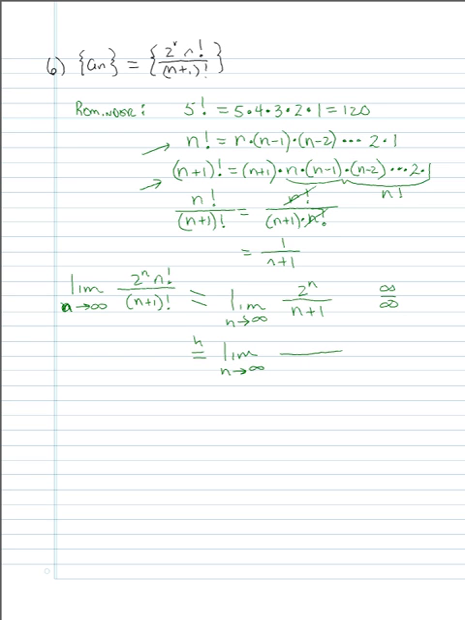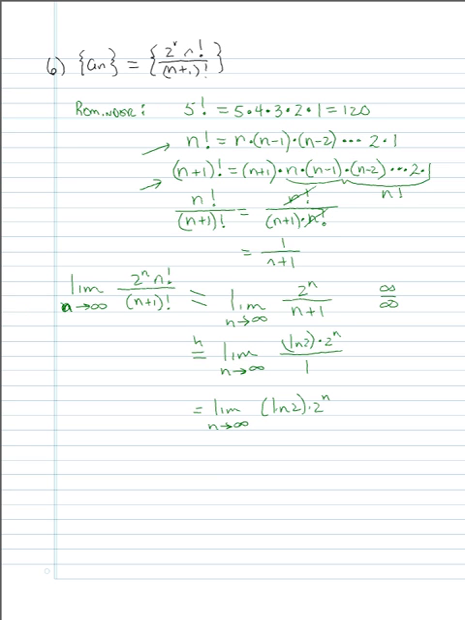Well, the derivative of the numerator we've already seen is the natural log of the base, which is 2, times 2 to the n power. And the derivative of the denominator, the derivative of n plus 1 with respect to n, is just a 1. And so we end up with the limit as n approaches infinity of just the natural log of 2 times 2 to the n power.